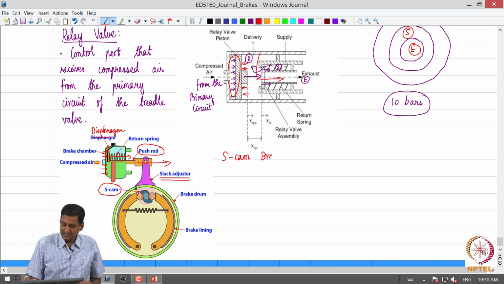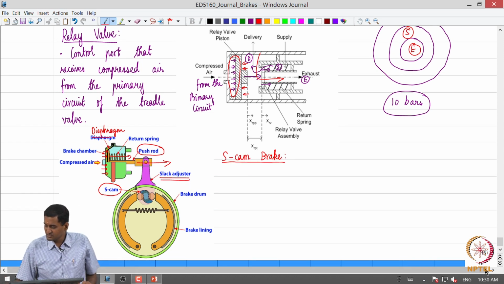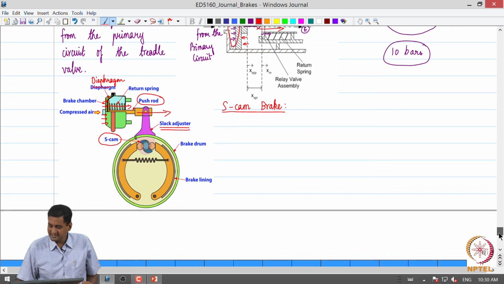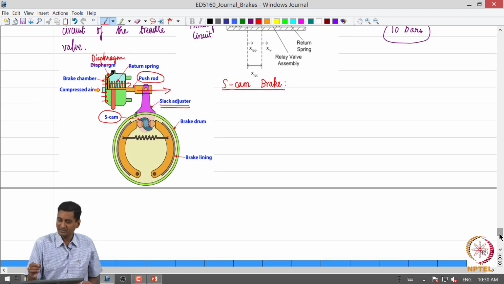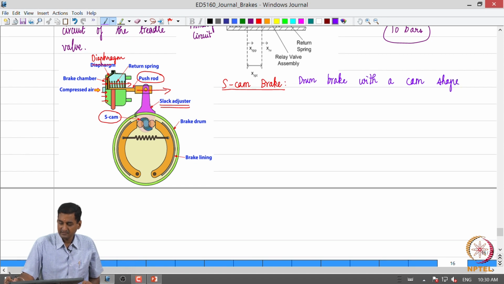If someone talks about an S-cam brake, they are in essence talking about these heavy vehicle brakes where the foundation brake is a drum brake with a cam shaped in the form of an S. That is an S-cam brake.